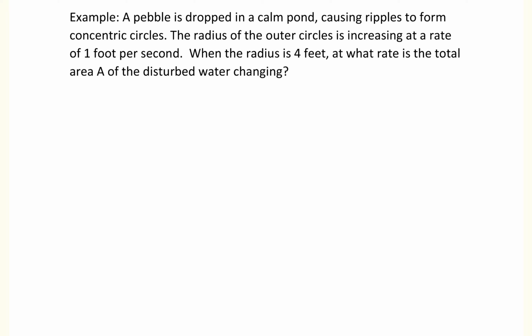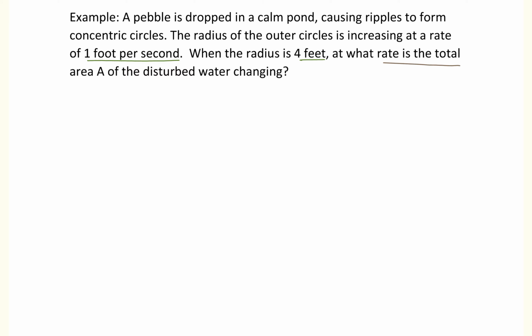Okay, so for this first one, a pebble is dropped in a calm pond, causing ripples to form concentric circles. The radius of the outer circles is increasing at a rate of 1 foot per second. When the radius is 4 feet, at what rate is the total area of the disturbed water changing?